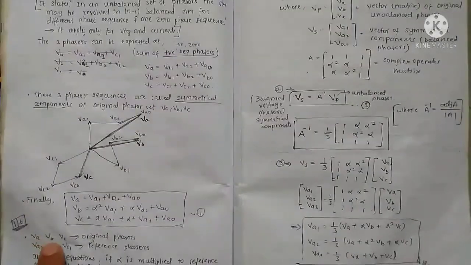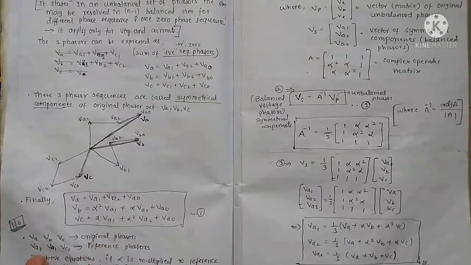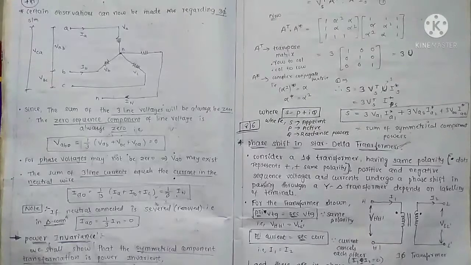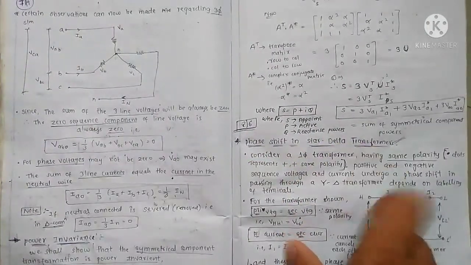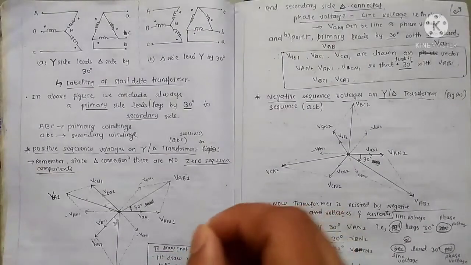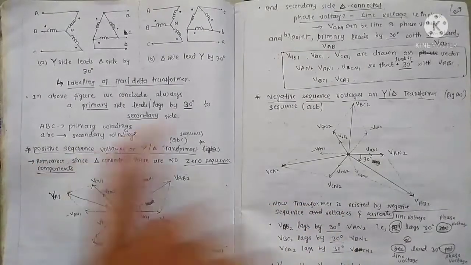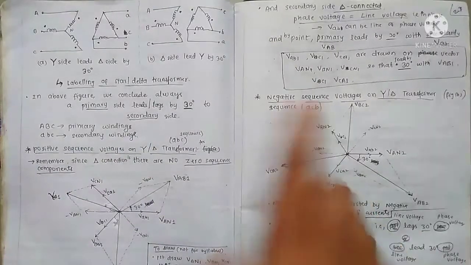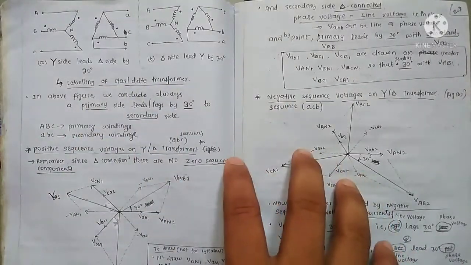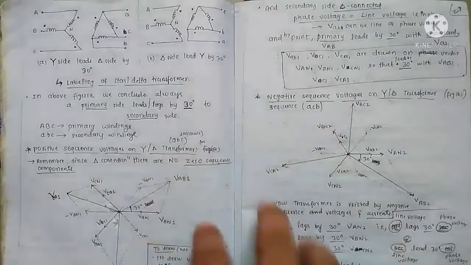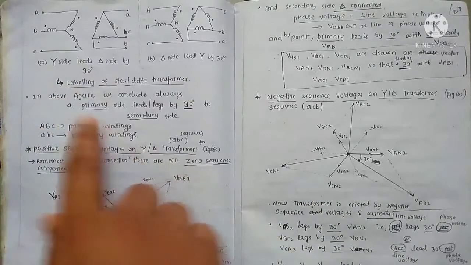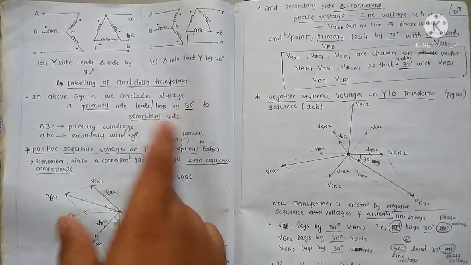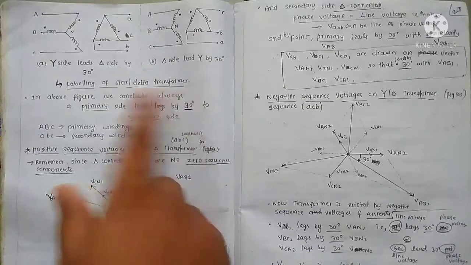Here VA, VB, VC we call the original phasors, and VA1, VB1, VC1 are called reference phasors. The next theory topic is phase shift in a star delta transformer. In a star delta transformer there will be only positive sequence and negative sequence voltages. From this theory topic, the overall conclusion is that the primary leads or lags the secondary side by 30 degrees. This is an important point we need to keep.